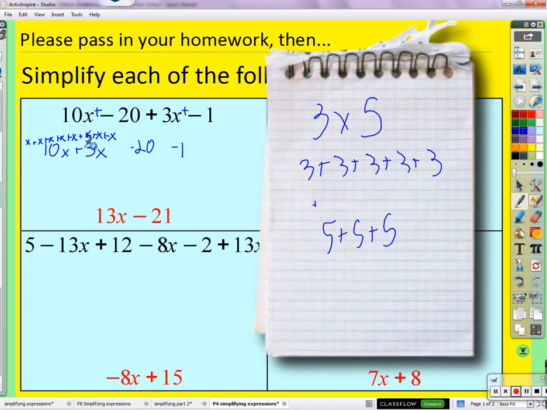And I just happen to be adding all of those together, right? So can I just collect them all up and say that I have 13 x's? That's a lot of x's.